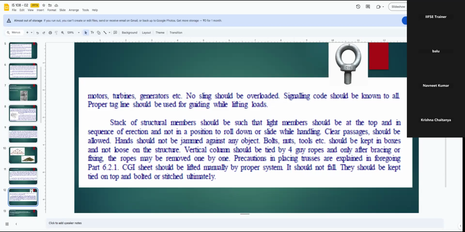With your hands, also avoid jamming between the lifting slings and the load or objects, and also bolts and nuts and tools, etc. We have to ensure that. And also the bolts, nuts, etc. should be kept in boxes and not loose or on the structure. In case of such things, if you are carrying, those should be kept in a box, not on the lifting objects.